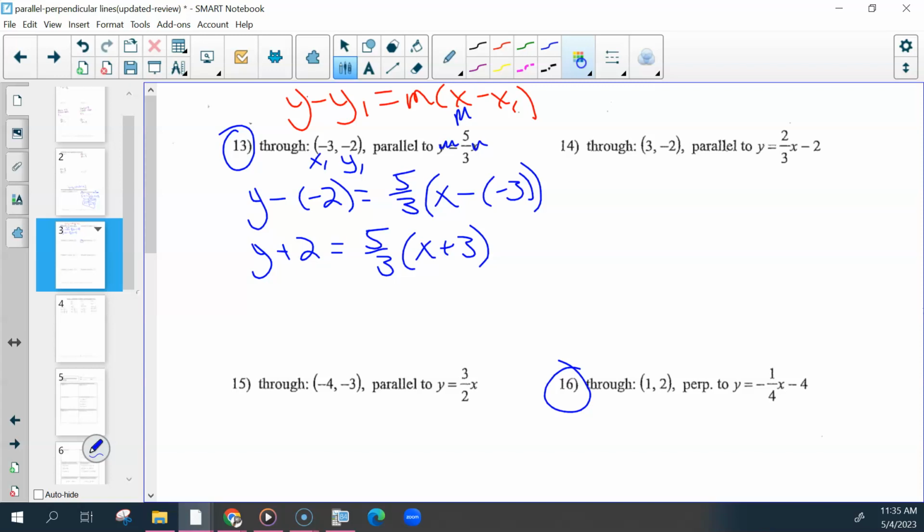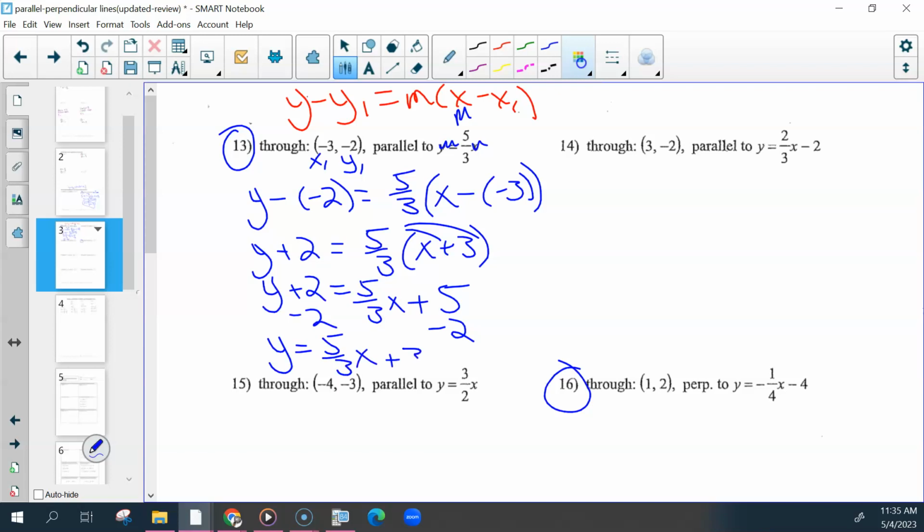And then we can distribute. So this becomes 5/3 x. What would this part be? 5/3 times 3. 5. Positive 5. If we have to get it back in slope-intercept form, what would be our last step? We have y equals 5/3x plus 3. This would be parallel to the one that was given, that goes through that point. Do you have any questions about that one?